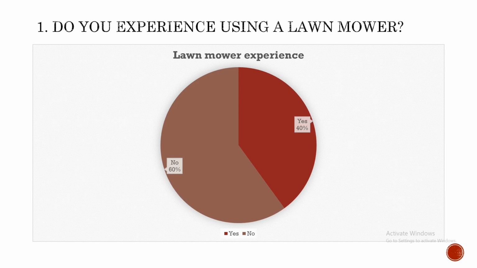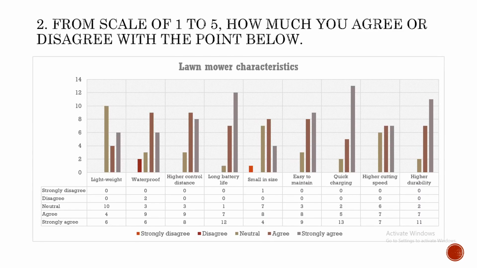The next question is about which lawnmower characteristics are the most desirable to the respondents, ranging from strongly disagree to strongly agree. For lightweight, 10 respondents are neutral about this aspect. For waterproofing, overall a total of 15 respondents agree, but surprisingly 2 of them disagree with waterproofing the lawnmower. For a higher control coverage, a majority of them agree with this feature.